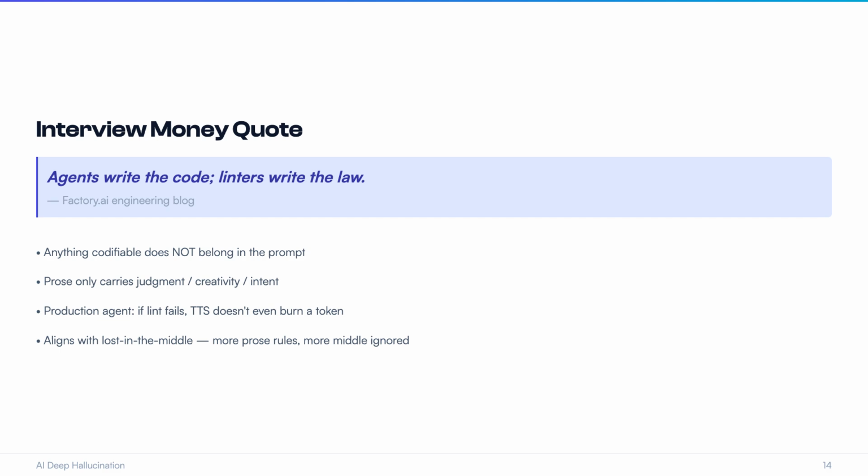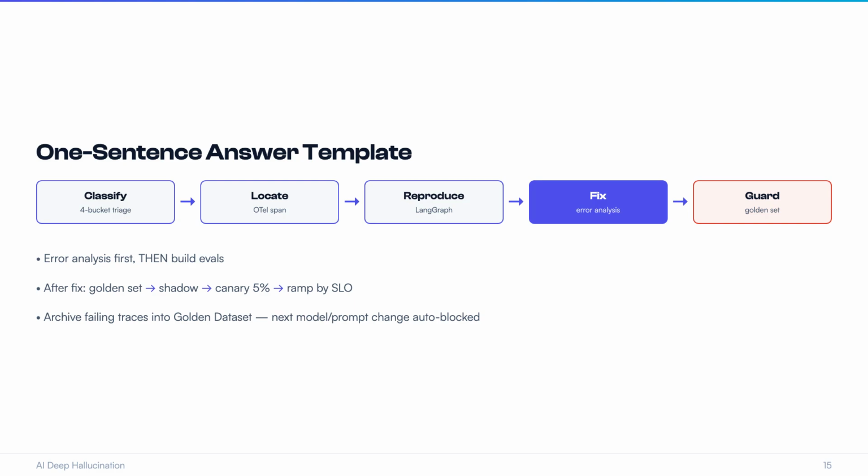For agent architecture, check our earlier episode, What Does a Complete Agent Architecture Include? This episode is about debugging after shipping, assuming you got the architecture right. For context management, our How to Design an Agent Context Management Scheme episode has a 4-quadrant framework you can use as a toolbox. One-sentence answer template: classify, locate, reproduce, fix, guard against regression. Do error analysis before building the eval. After fixing, pass the golden set, then shadow, then canary at 5%, then ramp by SLO. Archive failing traces into a golden dataset so the next model or prompt change is auto-blocked.